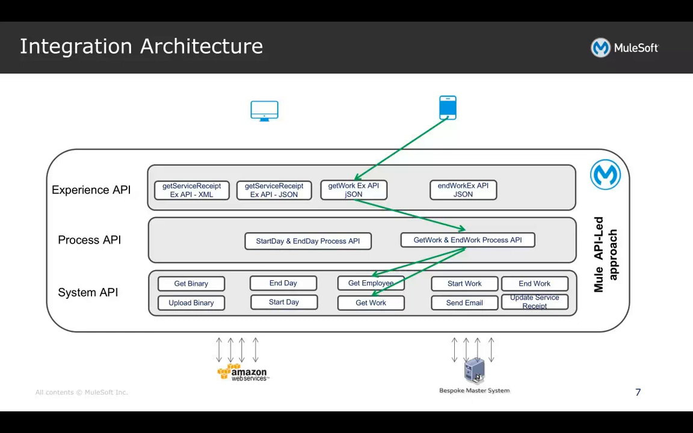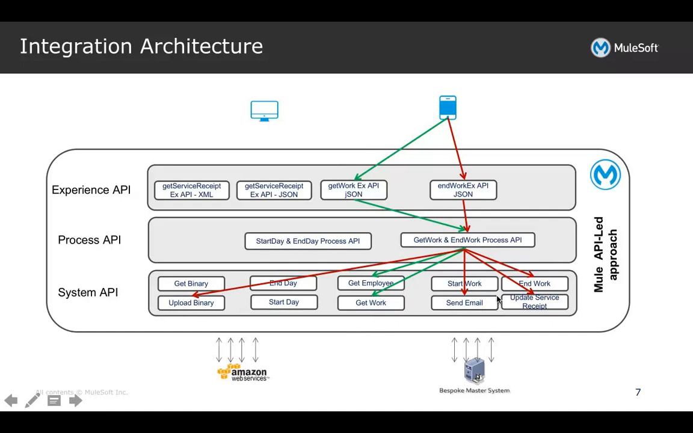it again returns all these details to the experience API, which returns the data to the device in JSON format. The second use case is to complete the work, or end work, from the mobile device. Whenever a technician completes the work, they get the customer signature, and that signature has to be saved in Amazon S3. So here you can see the integration is done based on multiple system APIs, which complete the work in the end system and upload the service receipt, or proof of service binary detail, to Amazon S3 using the upload binary system API.